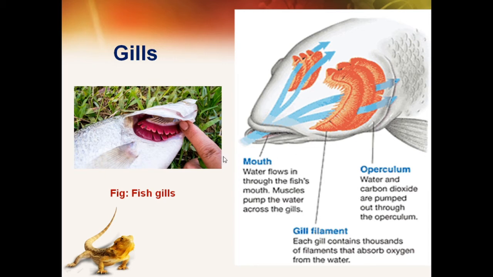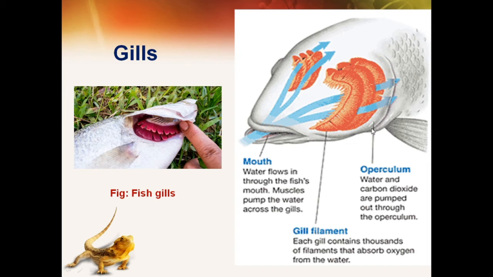In this picture you can see the structure of gills of fishes, which are present on the lateral sides of the head. This is the mouth. From the mouth the water flows in through the fish's mouth. The muscles pump the water across the gills, and this is the gill filament. Each gill contains a thousand filaments which absorb the oxygen from the water current.